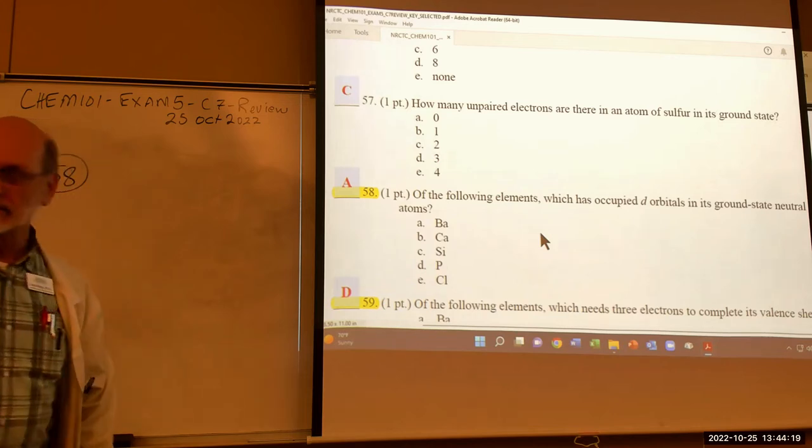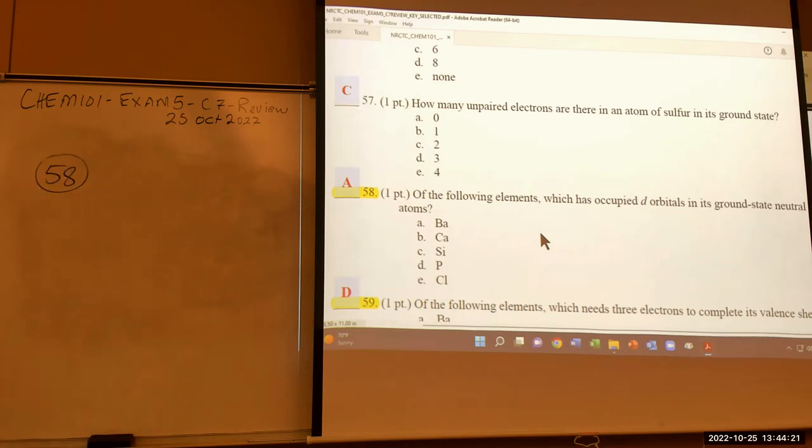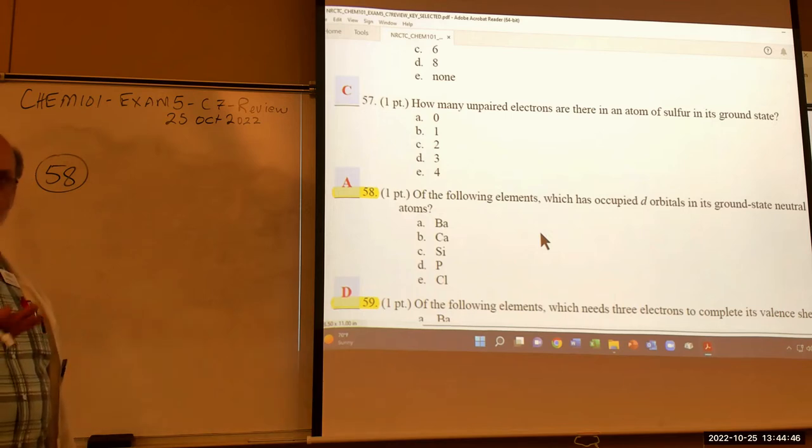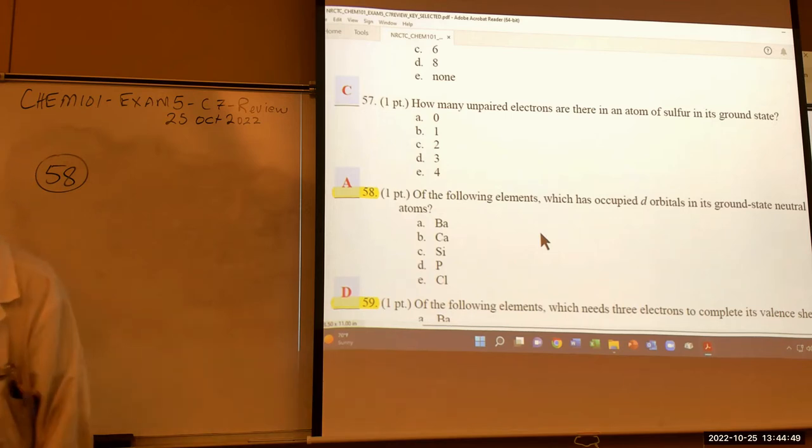Look at barium. All right, where's barium? Barium's down here. If you go backwards and backwards and backwards, yep, it's got d orbitals. Okay. Calcium. Where's calcium? Here. Calcium. Go backwards. Nope. Calcium has no d orbitals. Silicon. Silicon's up here. Nope. No d orbitals for silicon. I'm just going backwards until I find d's. Phosphorus. There. Nope. No d orbitals there. Chlorine. Nope. No d orbitals.